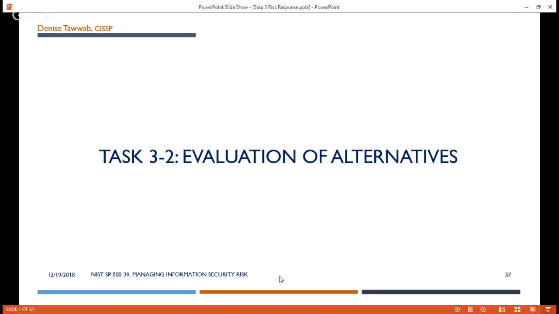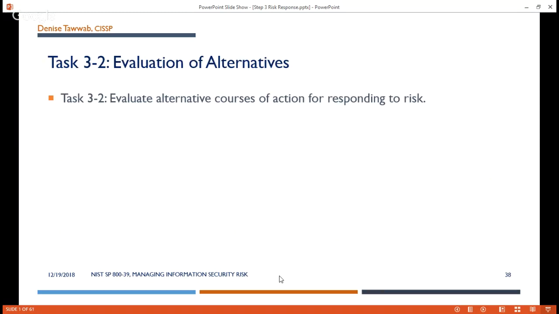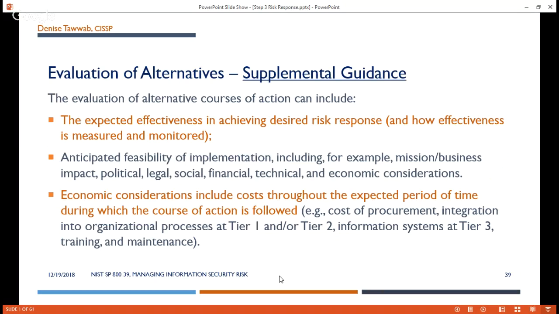Task 3-2 is the evaluation of alternatives. So we've identified possible alternatives in task 3-1. In task 3-2, we're ready to evaluate those alternatives. So task 3-2, according to 839, is evaluate alternative courses of action for responding to risk. The evaluation of alternative courses of action can include the expected effectiveness in achieving desired risk response and how effectiveness is measured and monitored.